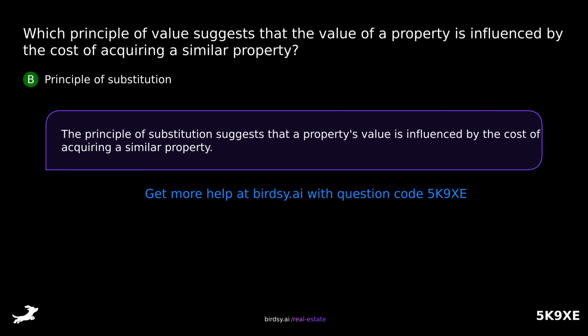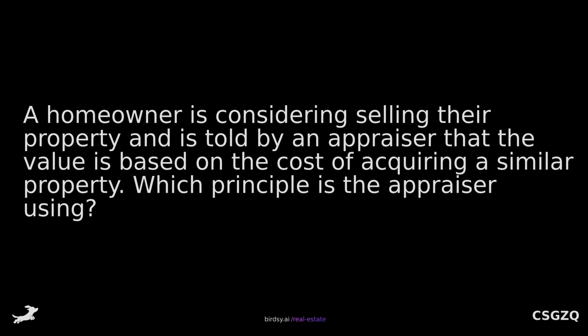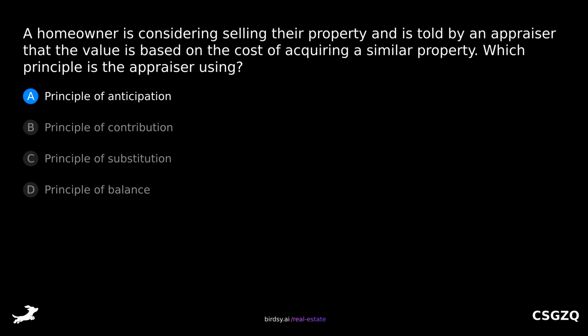The principle of substitution suggests that a property's value is influenced by the cost of acquiring a similar property. A homeowner is considering selling their property and is told by an appraiser that the value is based on the cost of acquiring a similar property. Which principle is the appraiser using? Is it A, principle of anticipation, B, principle of contribution, C, principle of substitution, or D, principle of balance?